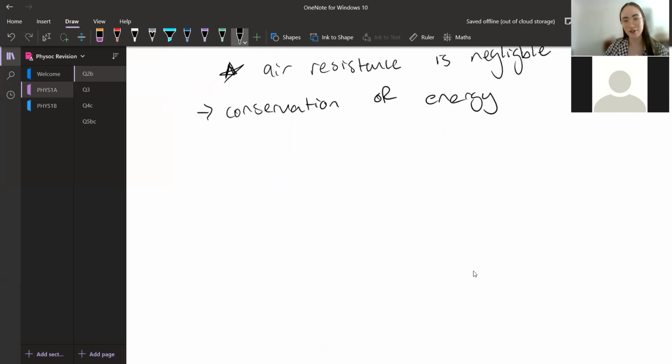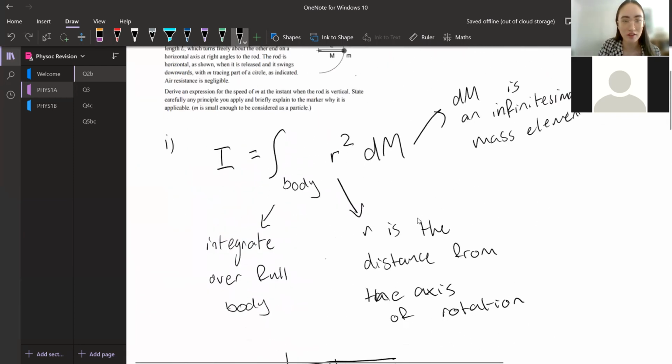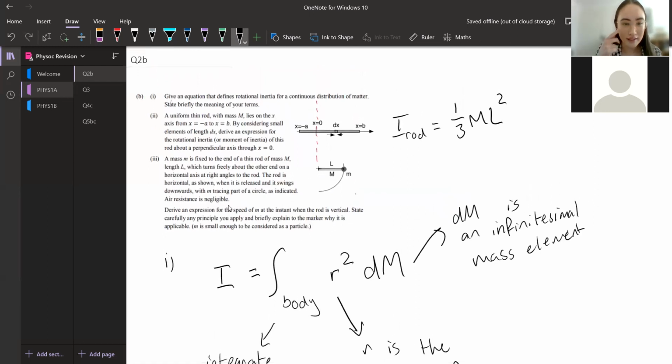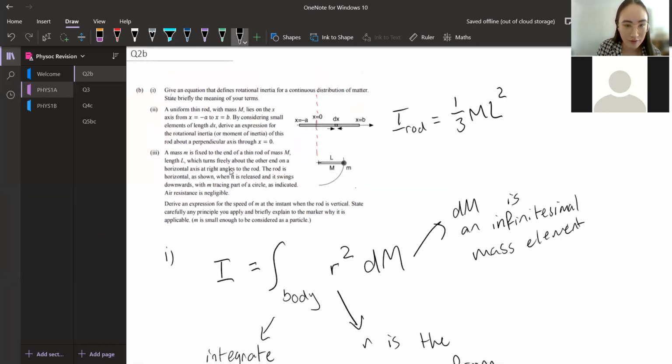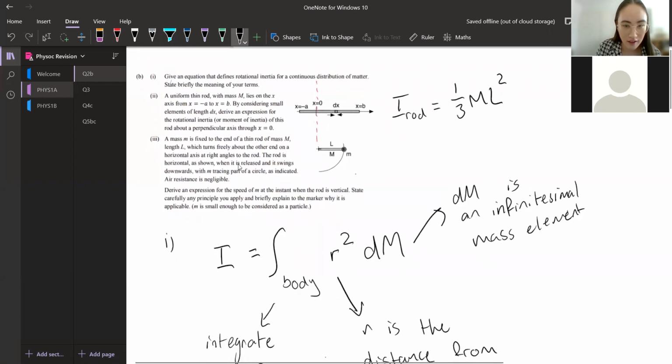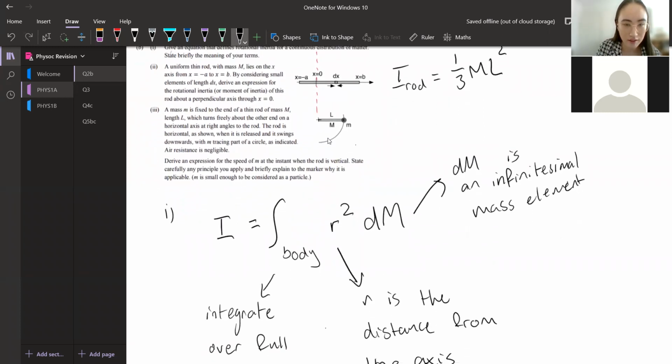In this case, conservation of energy is going to be the potential energy of the initial state plus the kinetic energy of the initial state is equal to the potential energy of the final state plus the kinetic energy of the final state. And what is this? Initially, let's go back up to our question. It says it is released, and so on.